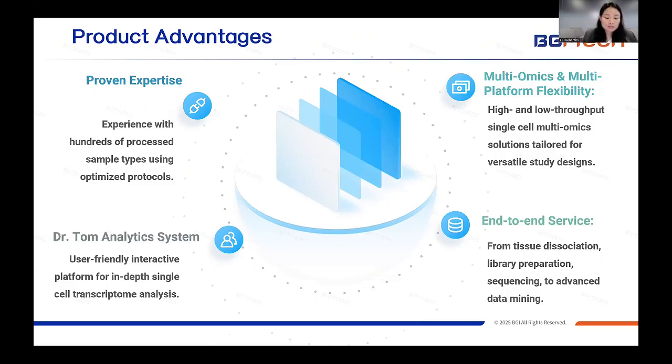BGI Genomics has provided single-cell sequencing services since 2018, and we possess rich project experience. We have our own single-cell sorting and sequencing platform. Also, as I mentioned before, we can help you with data mining and accelerate your publication. We can provide you with multiple omics and multi-platform. Our end-to-end service is also available. It can help you from your sample to the data mining.